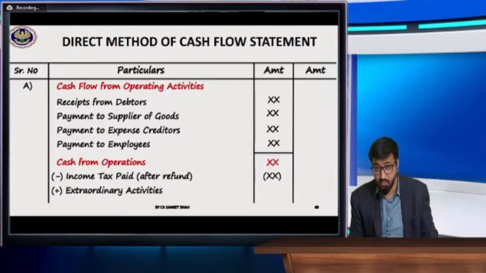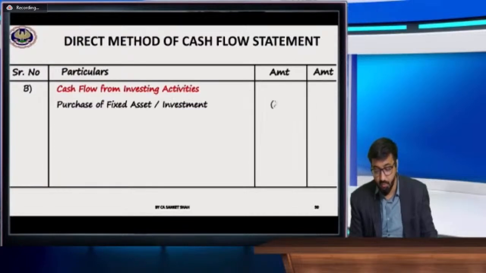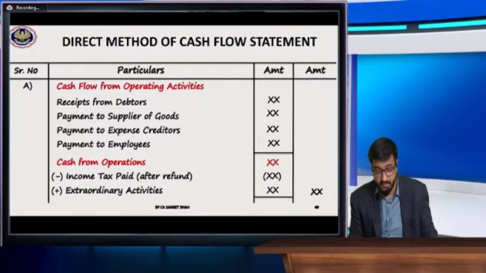Extraordinary activities we are going to adjust, and then we will get cash flow from operating activities.